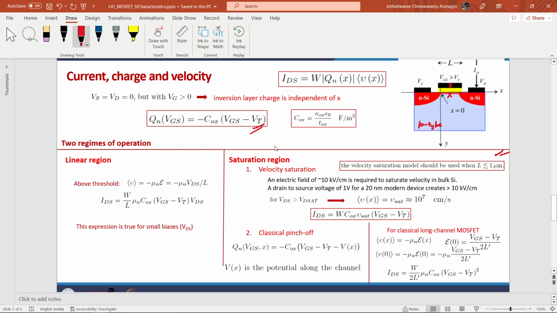These are the relationships that we have for our current. In the classical limit, we can analyze the charge accumulated in the channel through the means of the oxide capacitance, which is essentially the gate capacitance. The expression for Cox is given by this.